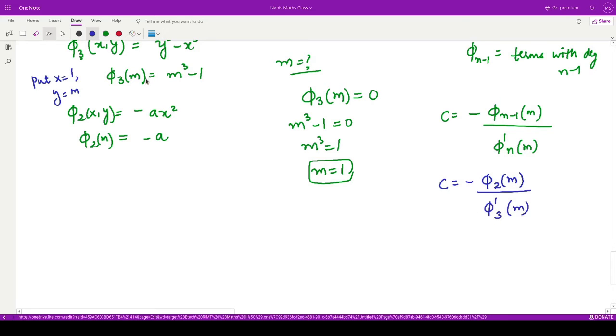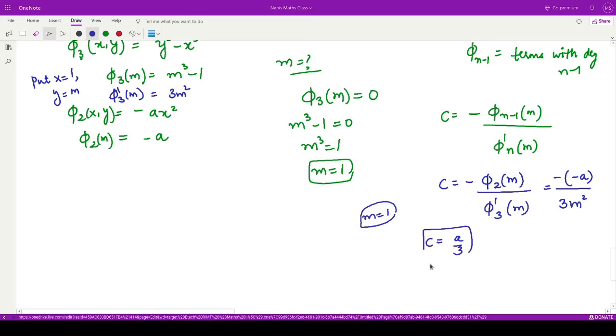So we have phi 3 of m. So phi 3 dash, that means the derivative of this term, would be 3m square, right? So it would be minus phi 2 of m, which is minus of a, divided by 3m square. Moreover, the value of m is equal to 1, so we have c as equal to a by 3. We just substitute m is equal to 1 over here.